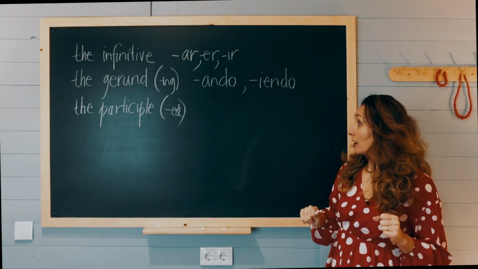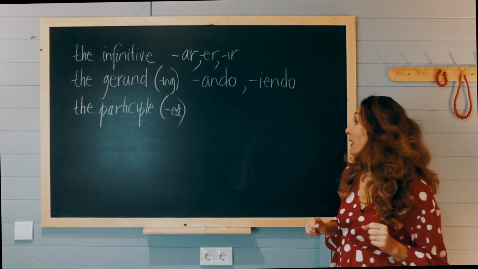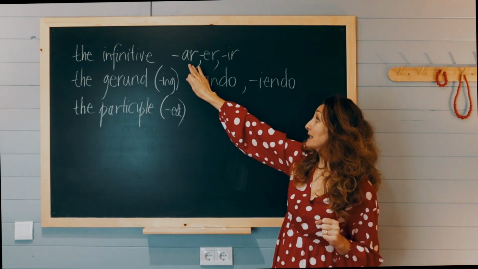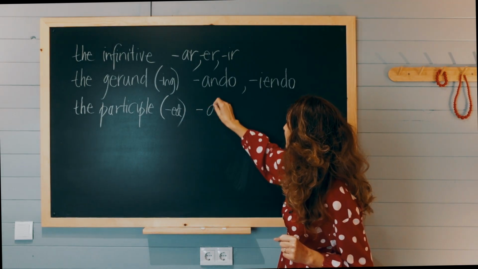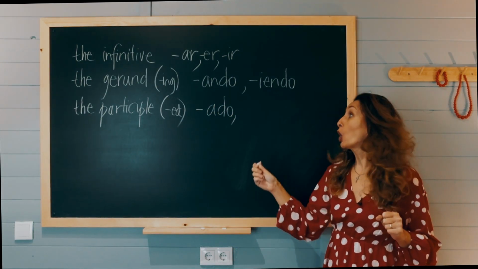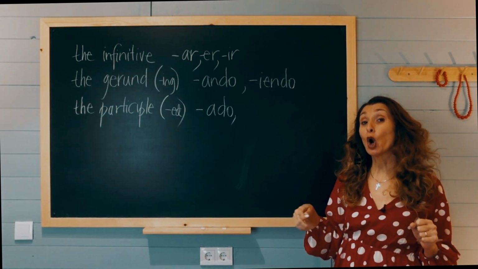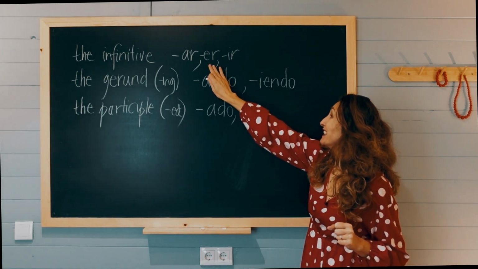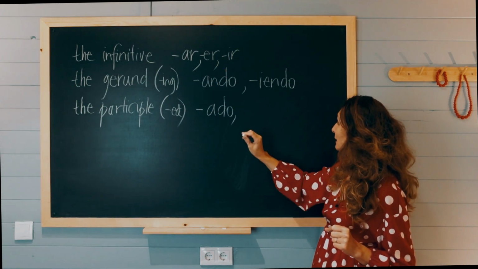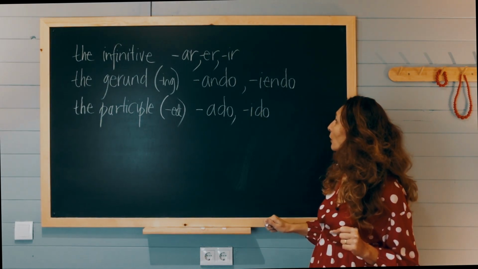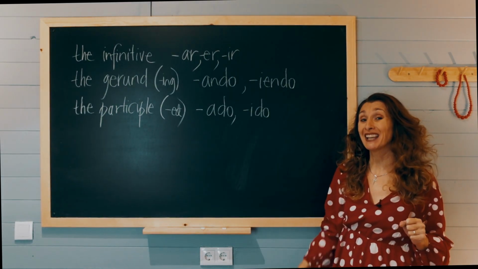No? What do the participles look like in Spanish? Again, if it's the first conjugation, if it's a verb ending in ar, the participle will end in ado. For example, comprar would be comprado. And if it's a verb ending in er or ir, it will end in ido. Okay, so again, these two share the same ending.